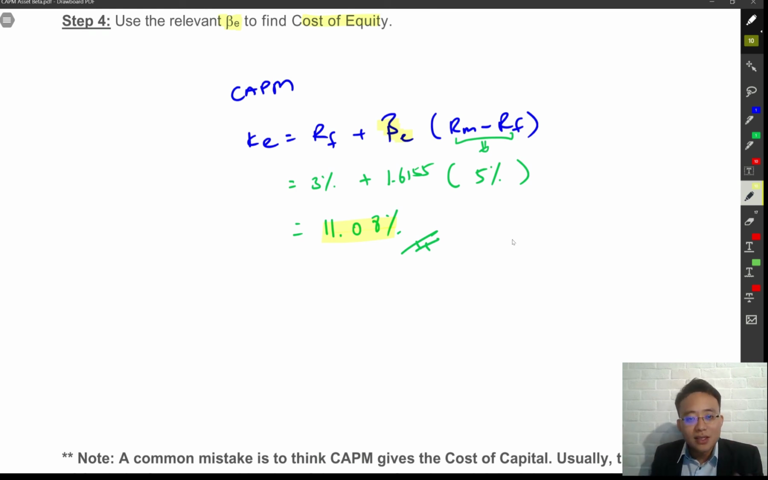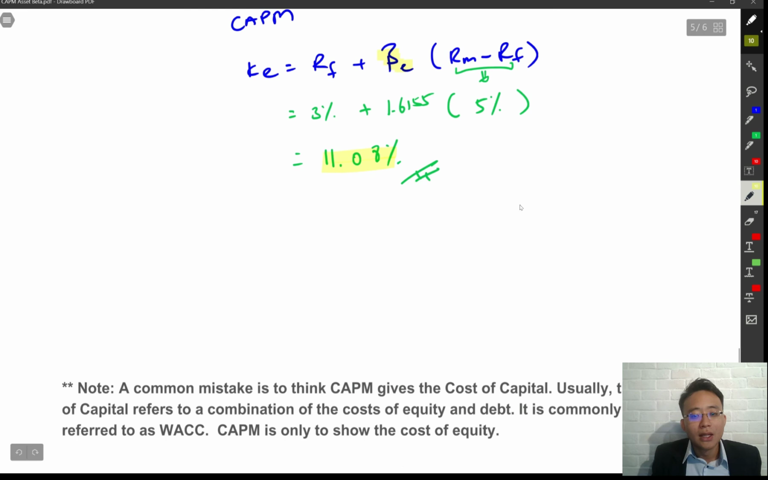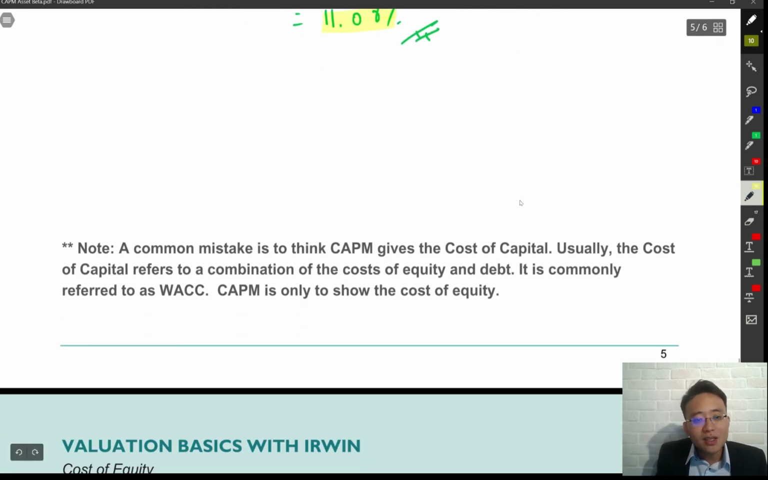Folks, this is what we do in SCA. Now, before I end off, a common mistake in SCA is to think that CAPM gives us the cost of capital. It does not. Remember, CAPM is the cost of equity. The cost of capital is actually combining equity and debt, the two costs together, commonly known as weighted average cost of capital, WACC. Separate thing altogether. CAPM is just the cost of equity.